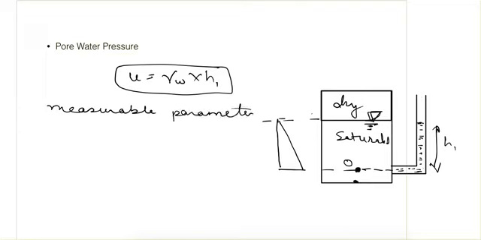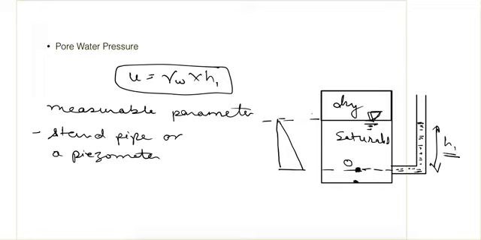and it is also a measurable parameter, and it can be measured using a standpipe or a piezometer. It is inserted up to a point up to which the pore water is to be measured, and the rise of water in the piezometer or in the standpipe, multiplied by the unit weight of the water, gives us the pore water pressure.